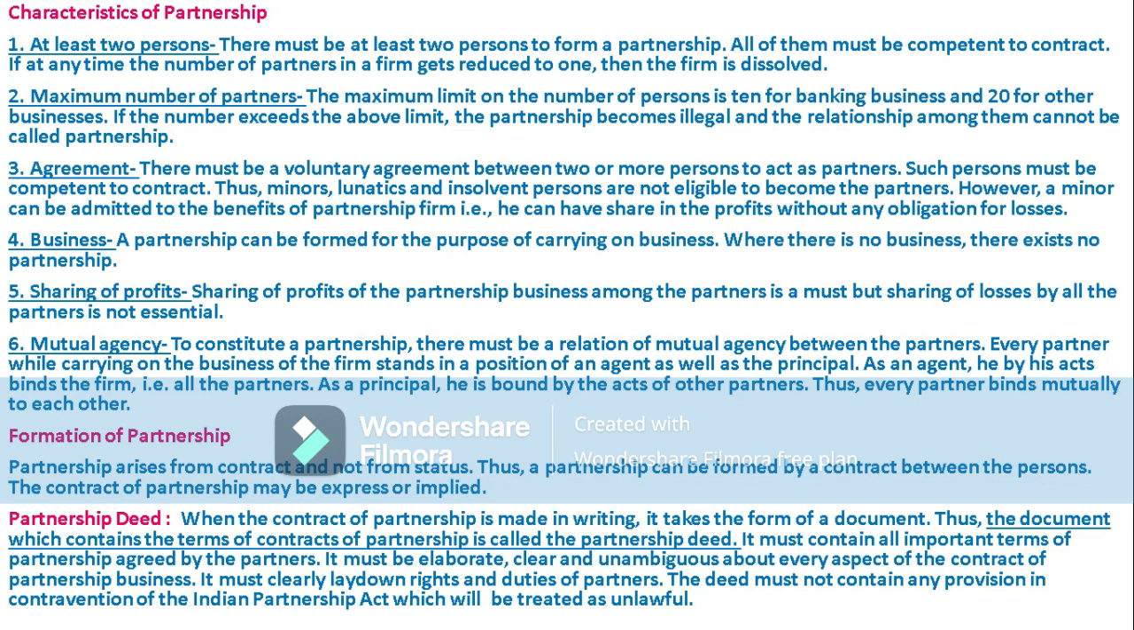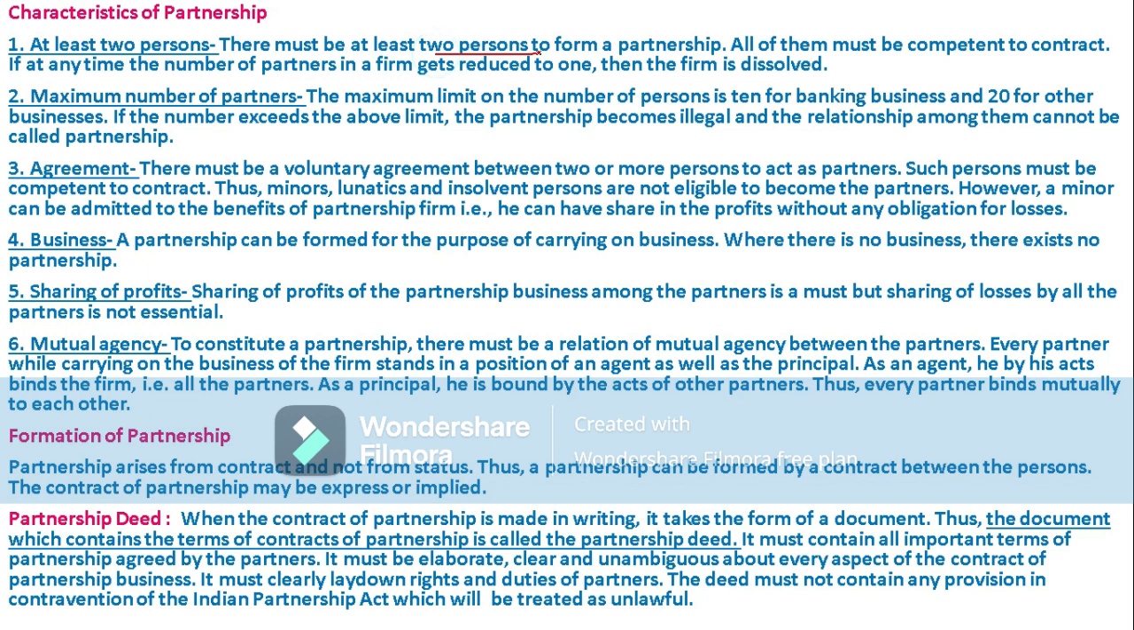Now if we talk about the features or characteristics of partnership, the first feature is that at least 2 persons are needed for a partnership. A single person cannot be treated as a partnership; a single person will go under sole proprietorship. But for partnership, we need at least 2 persons. So there must be at least 2 persons to form a partnership.